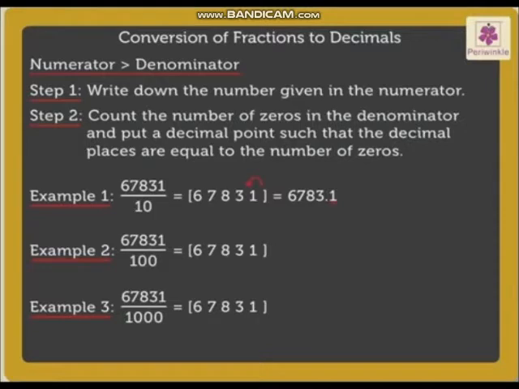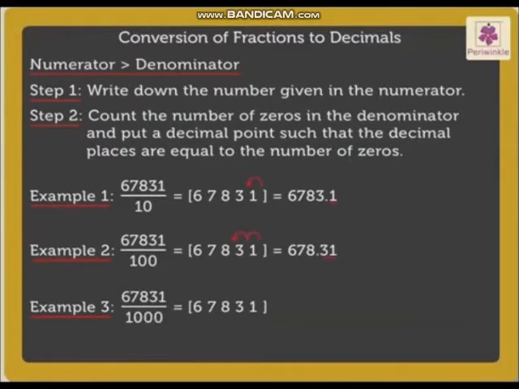Similarly in the other one, in 100 there are two zeros. So we are going to put a decimal point before two digits from right to left. Now the answer will be 678.31.